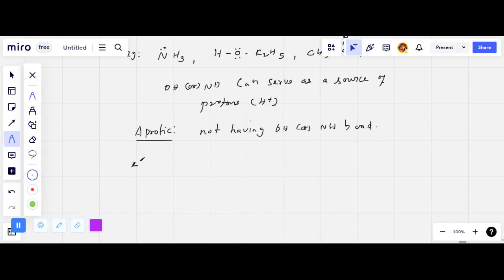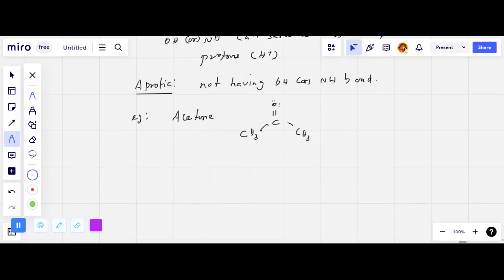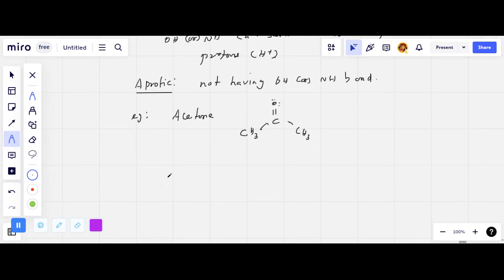For example, if you take acetone, here there will be a CH3 and CH3. This is acetone, okay? And this one is aprotic, because here there is no OH or H bond. So this is one example.